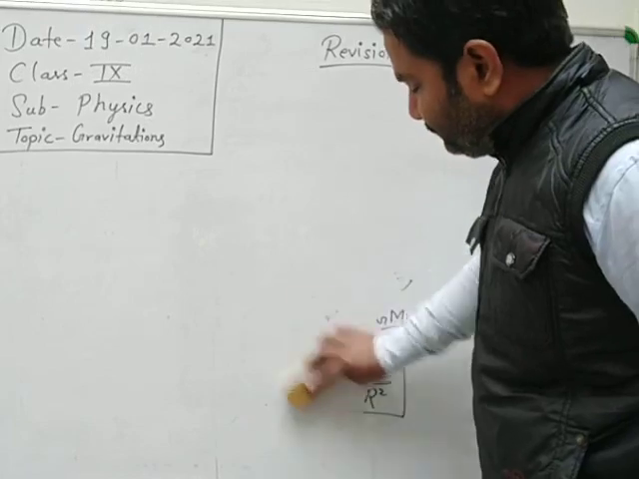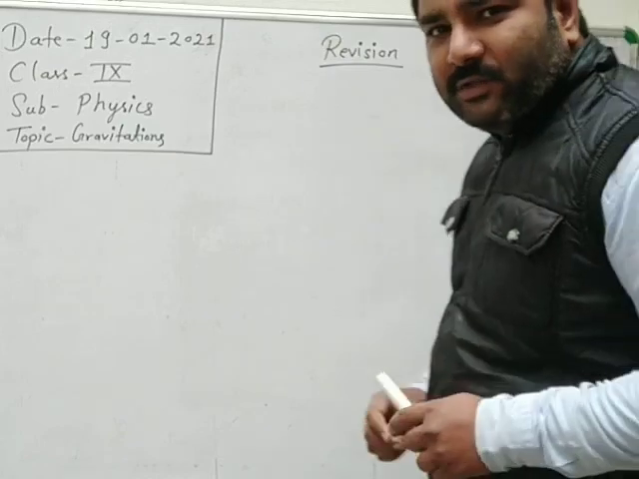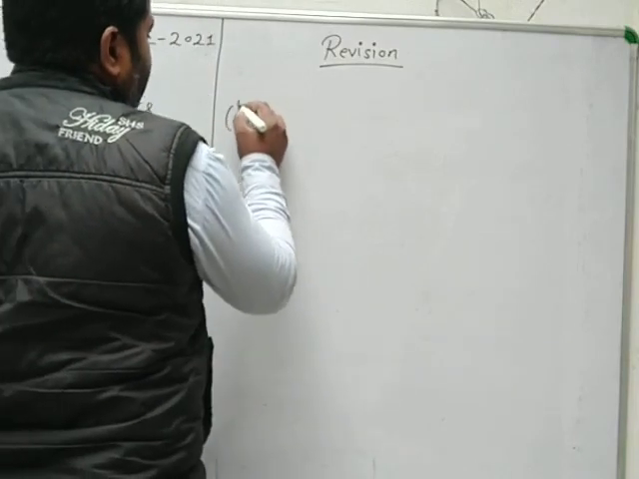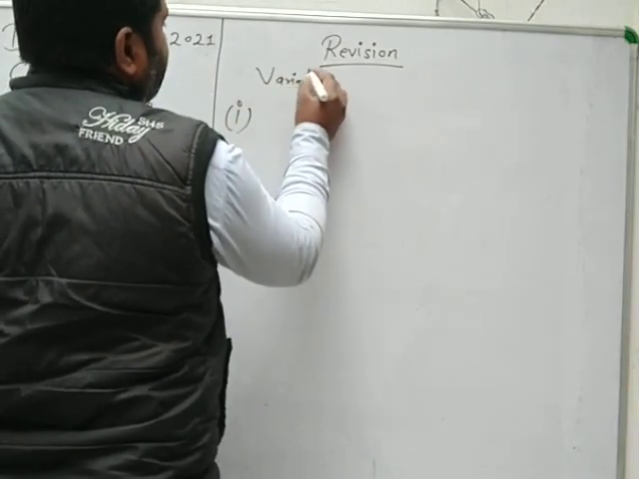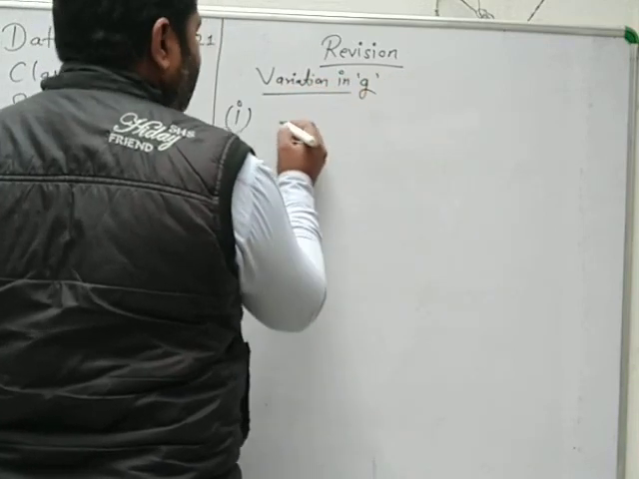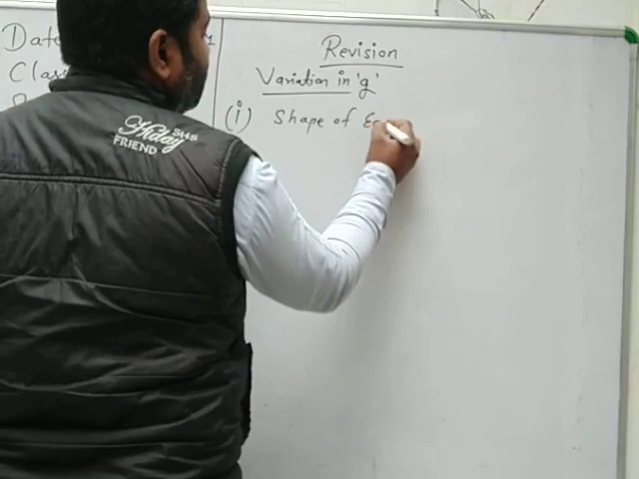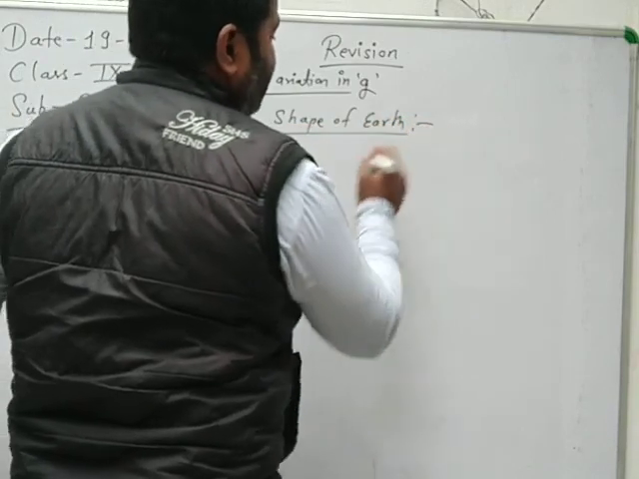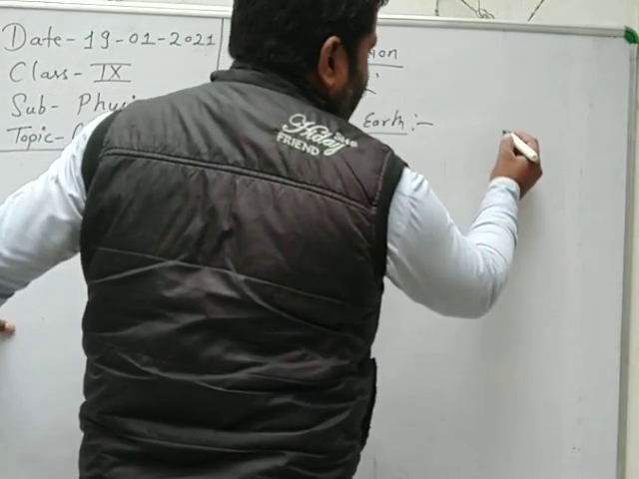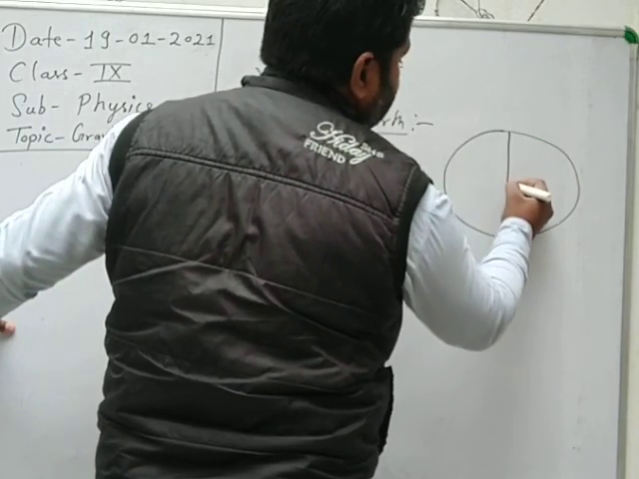There are total three cases, three ways in which we can explain how the value of acceleration due to gravity changes. Just see number one, the variation in g. Number one, shape of earth. How does it affect the value of gravity? Just see how the shape of earth affects the value of gravity. Because the shape of earth means what? That is the oval shape.